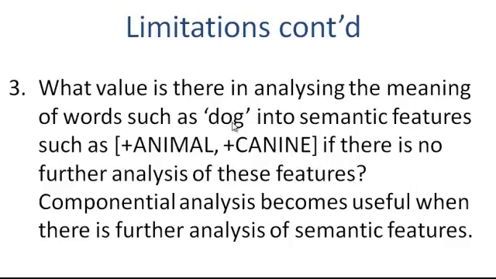You can analyze the word dog into plus animal and plus canine, but is it possible to analyze plus animal any further? Is it possible to find the basic components for the word animal, or for the feature canine? So componential analysis becomes useful when there is further analysis of semantic features. But when you can't analyze the features any further, then componential analysis is not at all useful.